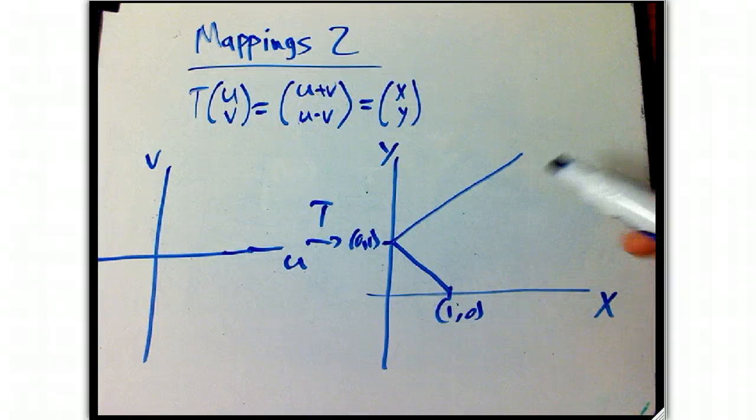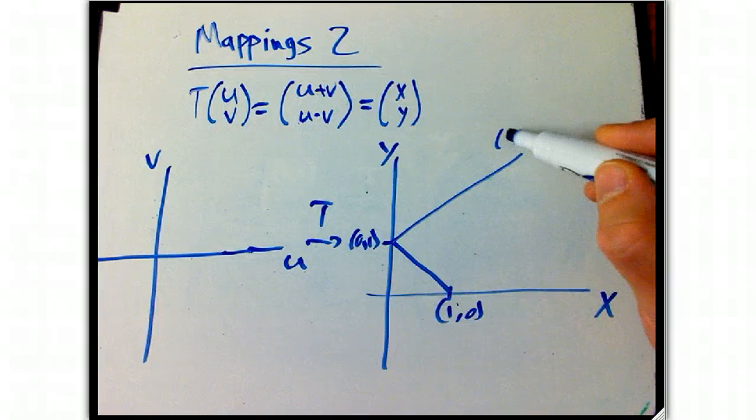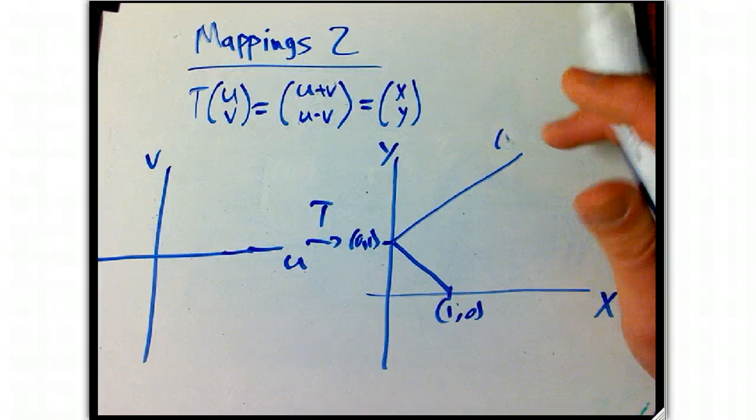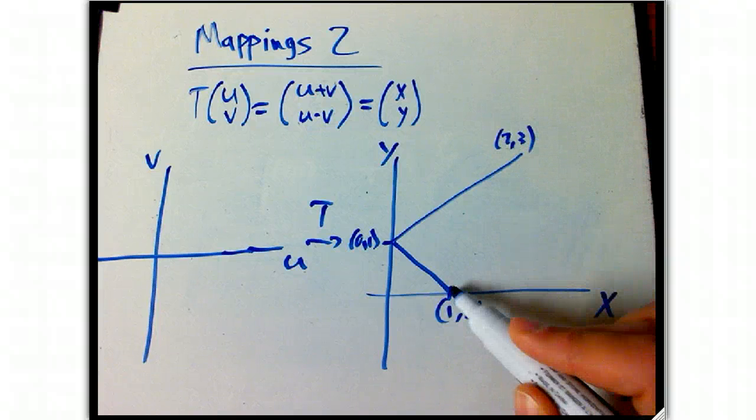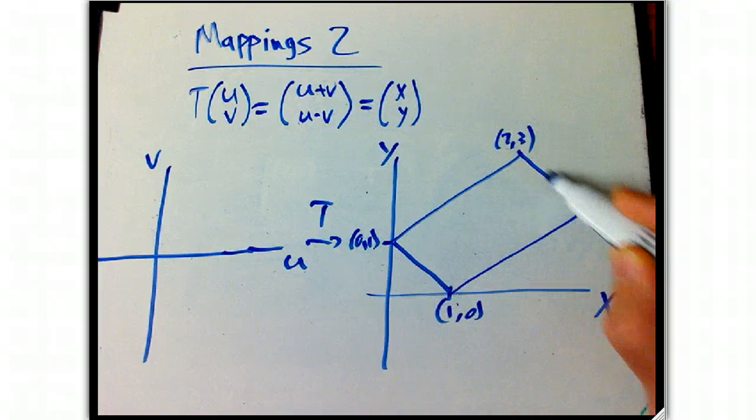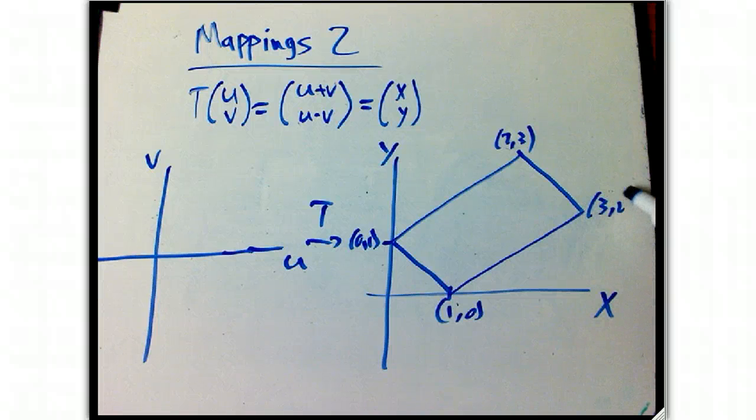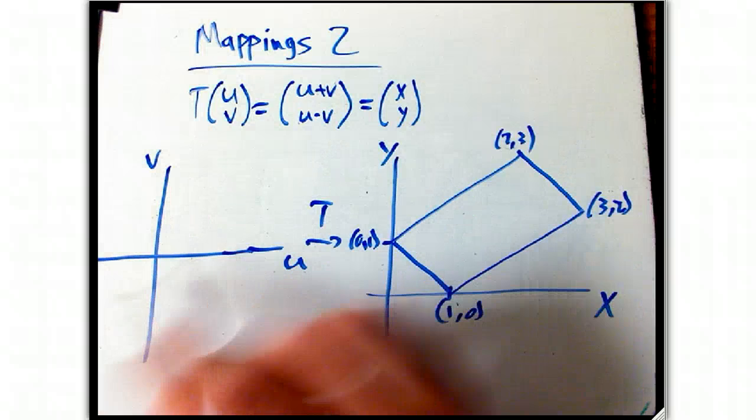And then I'm going to go up and over to, no, this is 2 comma 3. And here's 3 comma 2. And you can check that is really a rectangle. That isn't crucial, although it's going to prove to be particularly simple over here.